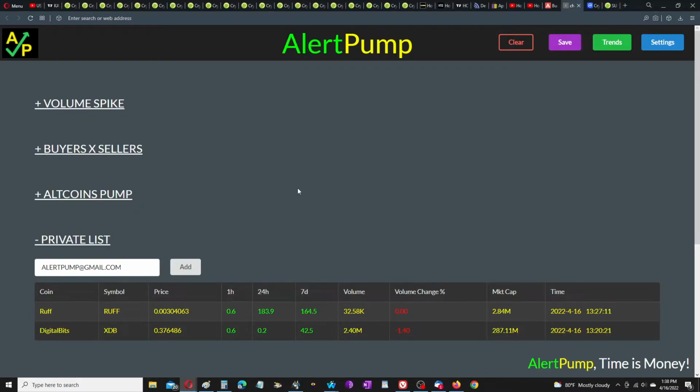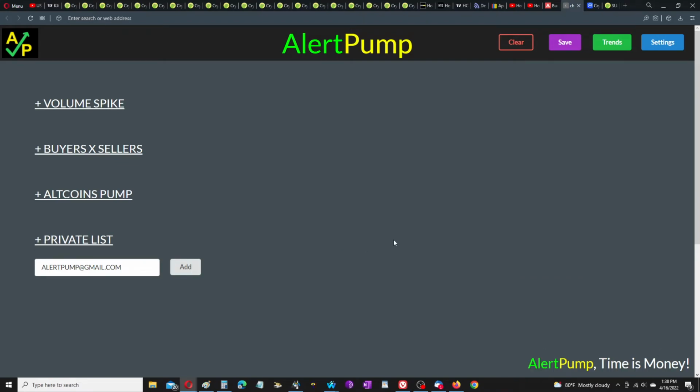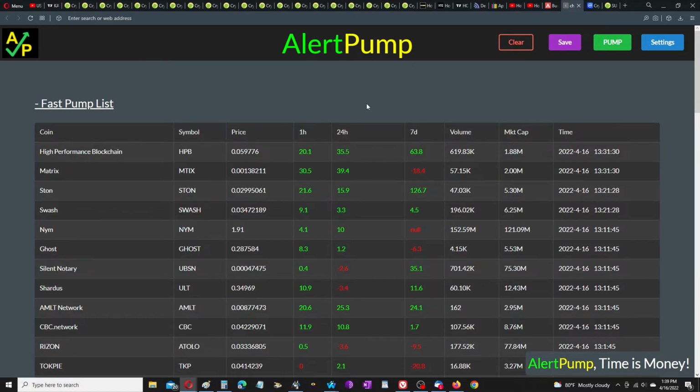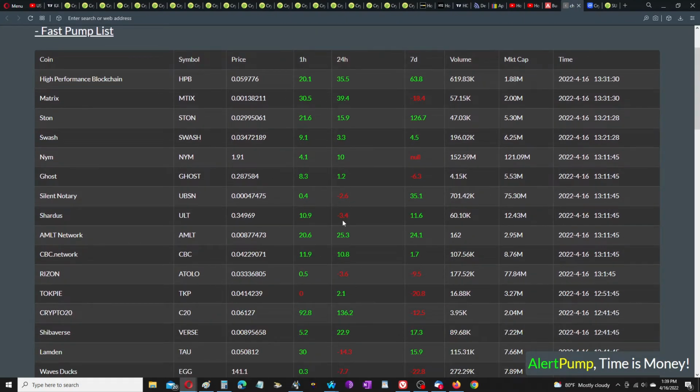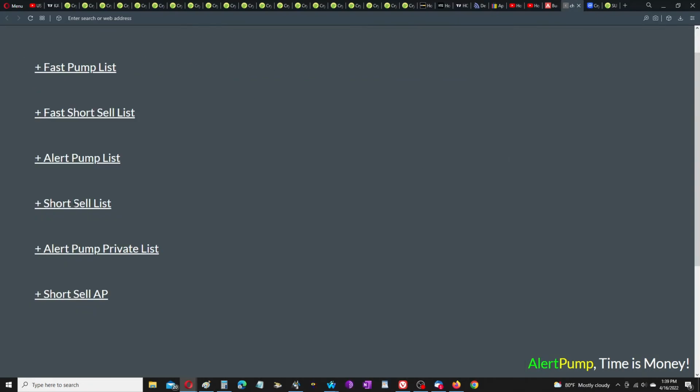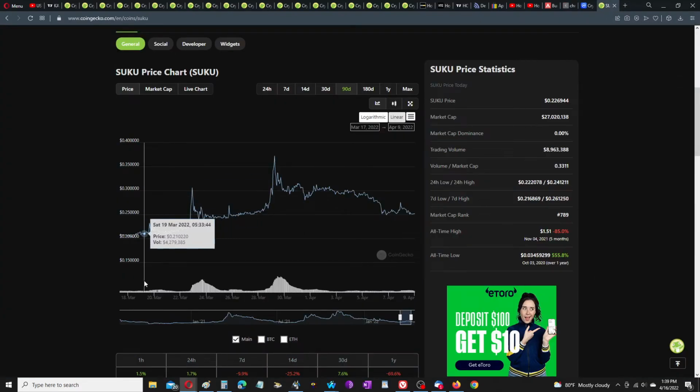Like I said, I control the entire market with this software. All you gotta do is follow my trades. Let me show you something. I know everything that's going on. Fast pump list. Those are coins that are pumping in the last hour. They are fast trades. I don't share those trades in the private list because they are too fast. You need time. So I only share trades in the private list like the Suco example. You have like 24 hours to set up your order before the pump, because the pump is about to happen.